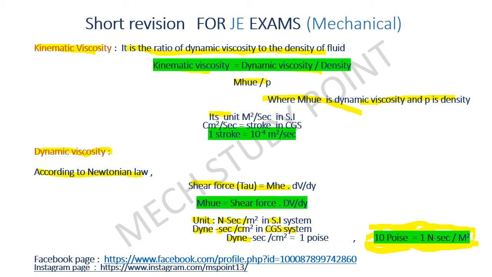The unit is meter square per second in SI unit, and centimeter square per second in CGS unit. So one stokes is equal to 10 to the power minus 4 meter square per second. So 1 meter square per second is equal to 10 to the power 4 stokes. Stokes is the CGS unit.